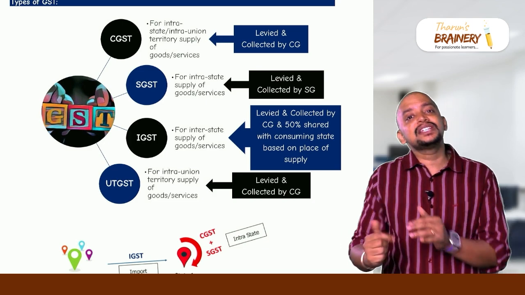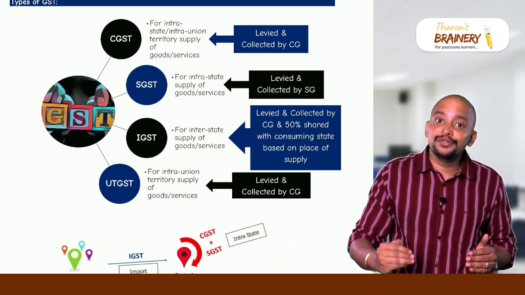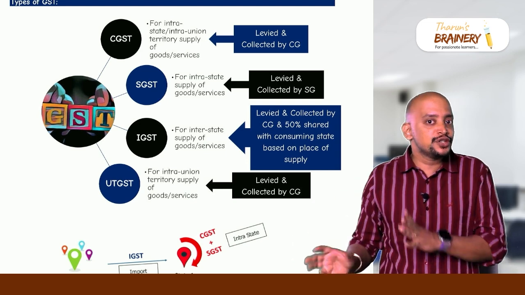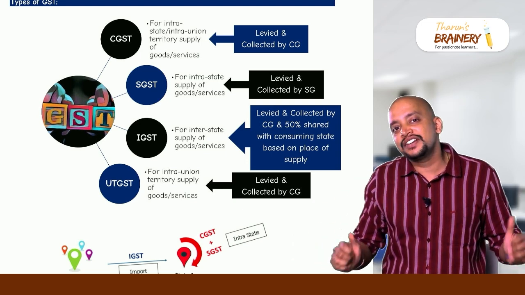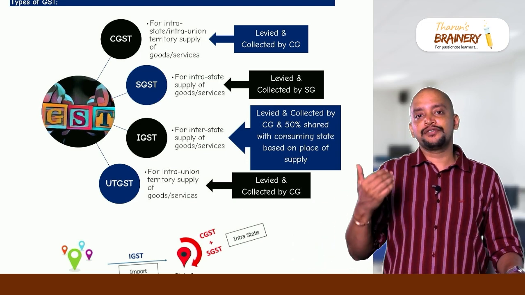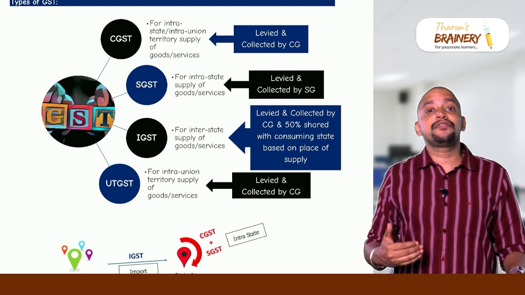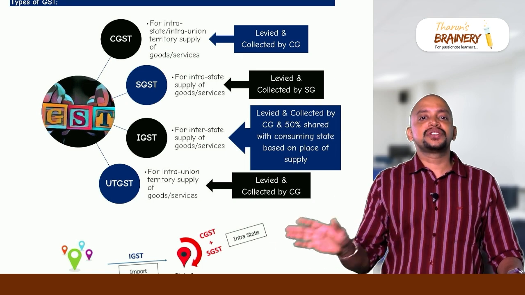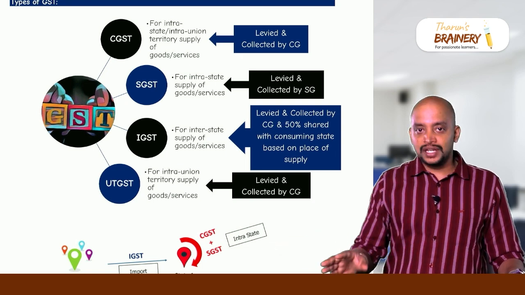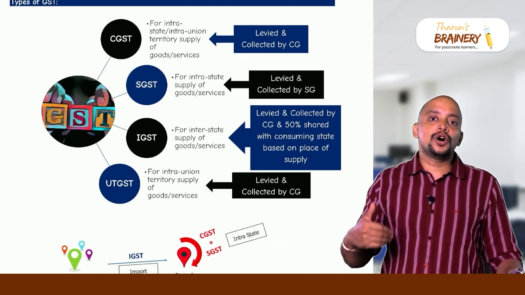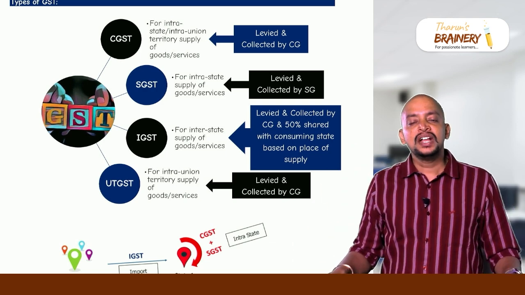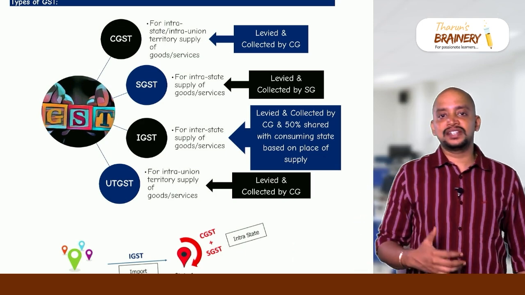But now under GST, what has happened? 50% will go to the central government, the remaining 50% will go to the consuming state, and the originating state will not get anything, because of which there will be loss of revenue to the originating states. Many producing states did not agree to this, and they objected to the implementation of GST with the central government. Now the central government started convincing them.